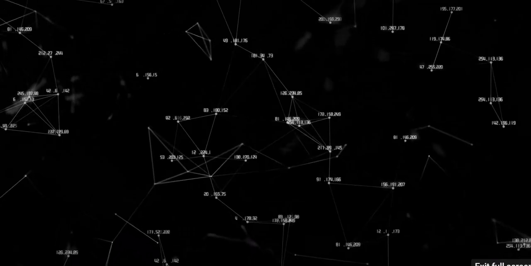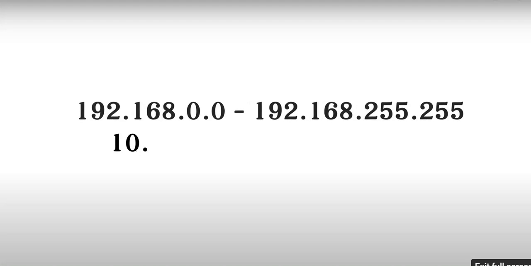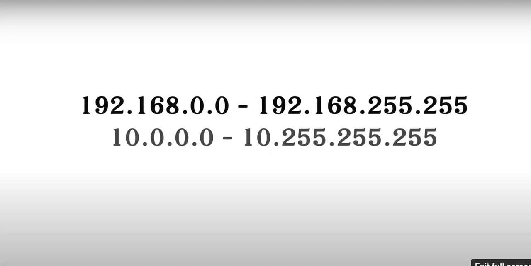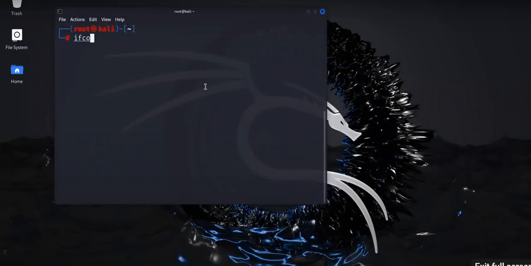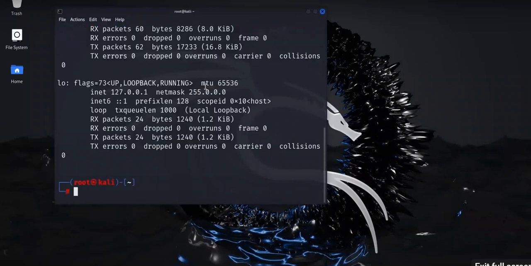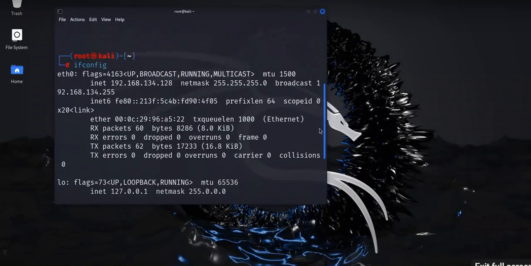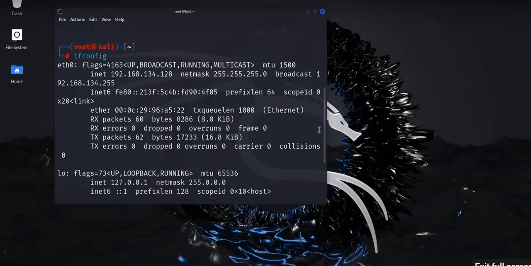These private addresses typically start with numbers like 192.168.10. or 172.16. You might have noticed these private IP addresses, such as 192.168 or 10 point something when checking your network configuration, for example using ifconfig on a Kali system. These addresses are only usable within your local area network and cannot be used to communicate over the internet directly.